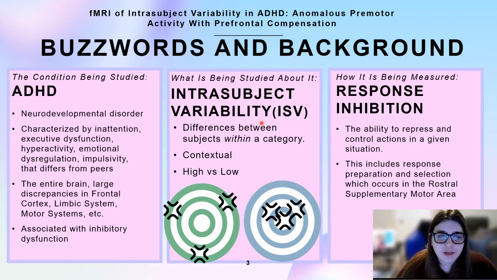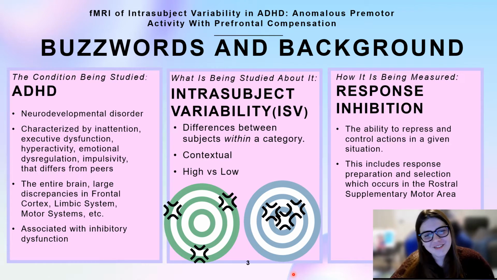Now, intrasubject variability is the next term, and it took me the entire article to operationalize this for myself, because it's differences between subjects within a category, but what does that even mean? It didn't make sense until I thought of these little targets as an example.